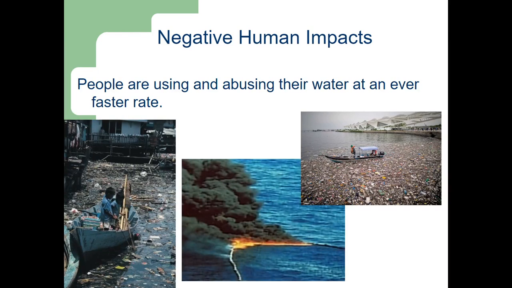People are using and abusing the water at an even faster rate. What I mean by this, as you look at these photos here, is that in some third world countries they have garbage spewed out into their bays and oceans. Even in well developed countries like Rio, where the 2016 Olympics were, the Games Committee said, yeah, we would like to have it here. This is a great place.